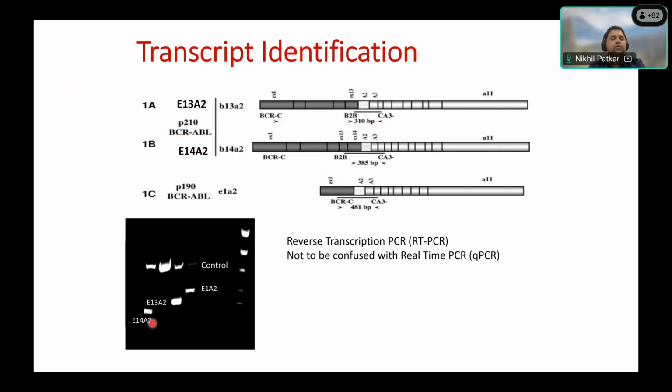So depending on how your assay is standardized, you can have E14A2, E13A2, and even E1A2. All these are translocations which are of different types in CML. The E13A2 and E14A2 are typically seen in CML, whereas the E1A2 is typically seen in Ph-positive ALL. The correct acronym for this is qPCR, and RT-PCR is actually reverse transcription PCR.